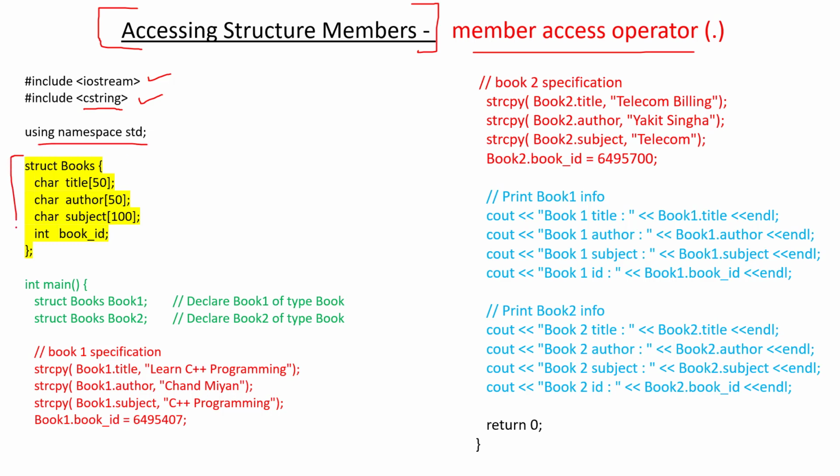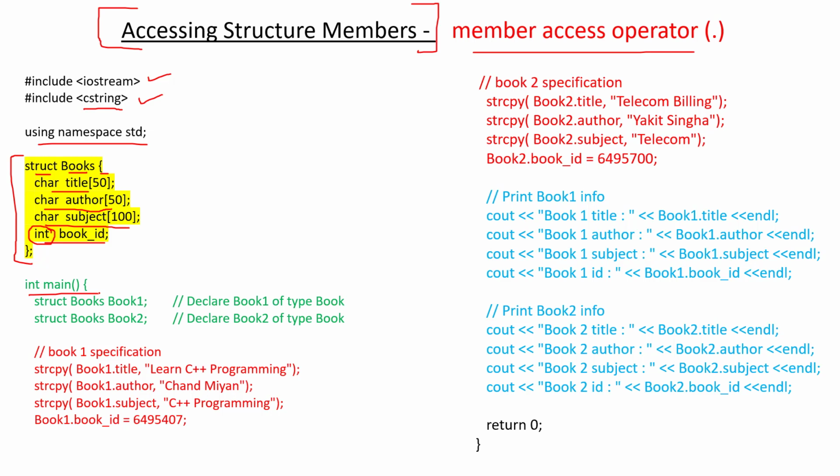So this yellow background defines the structure: struct books, the curly braces, char title 50, char author name 50, char subject name 100, integer book ID. So this is an integer book ID number. All others are characters. This is very clear. I'm just going fast because you already learned the basics.